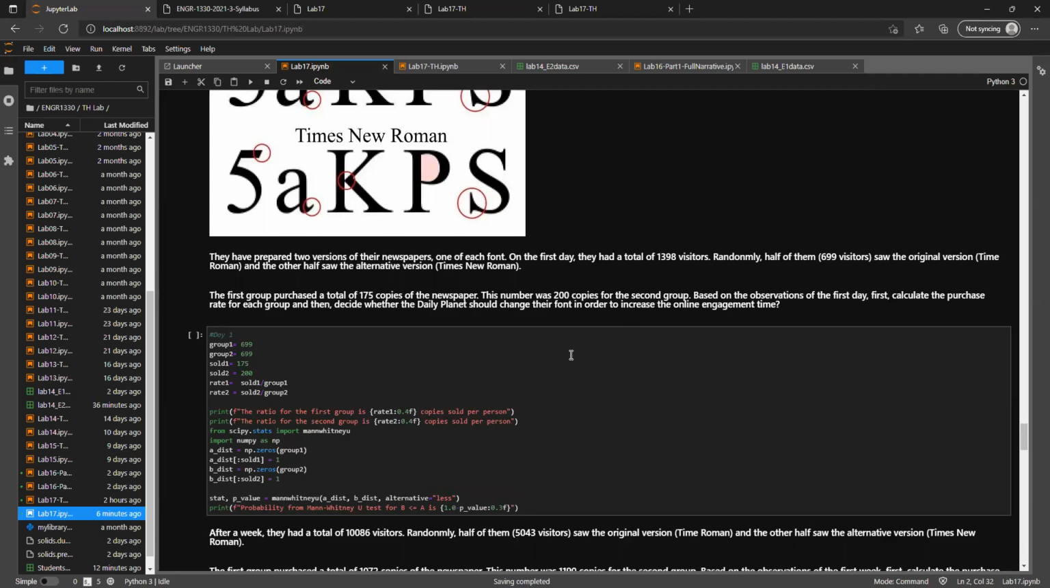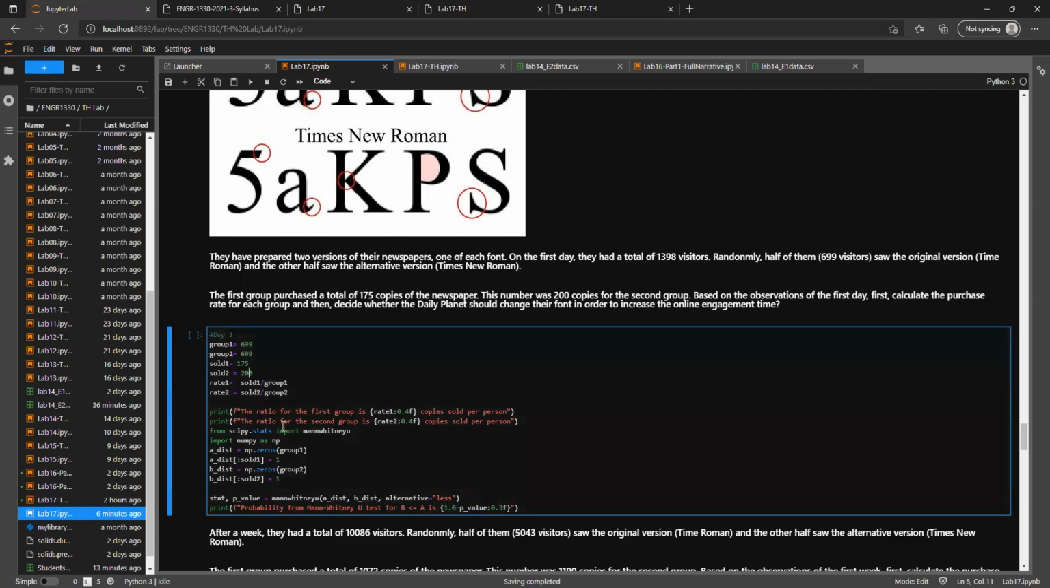All right. So day one, they had a way of splitting everybody into two even groups. Don't know how they did it. We're assuming it's just a fair way that it went. Could have drawn lots. Who knows? We have the number sold for group one, the number sold for group two. We know the rates, just the number divided by the group size.